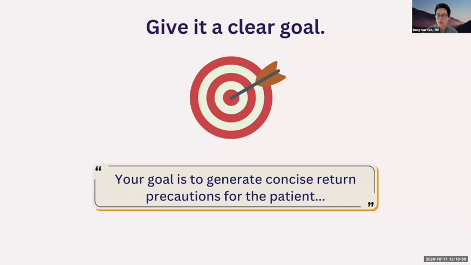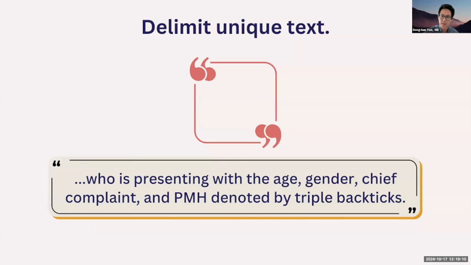Next, this one, giving a clear goal, it's pretty self-evident. The more unambiguous you are about your language, the more likely you are to get something that's more usable. We'll come back to this point a little bit later. And then finally, we have delimitation, which is specifying and highlighting unique sections of text with some identifier, usually hash marks, backticks, backslashes rather.